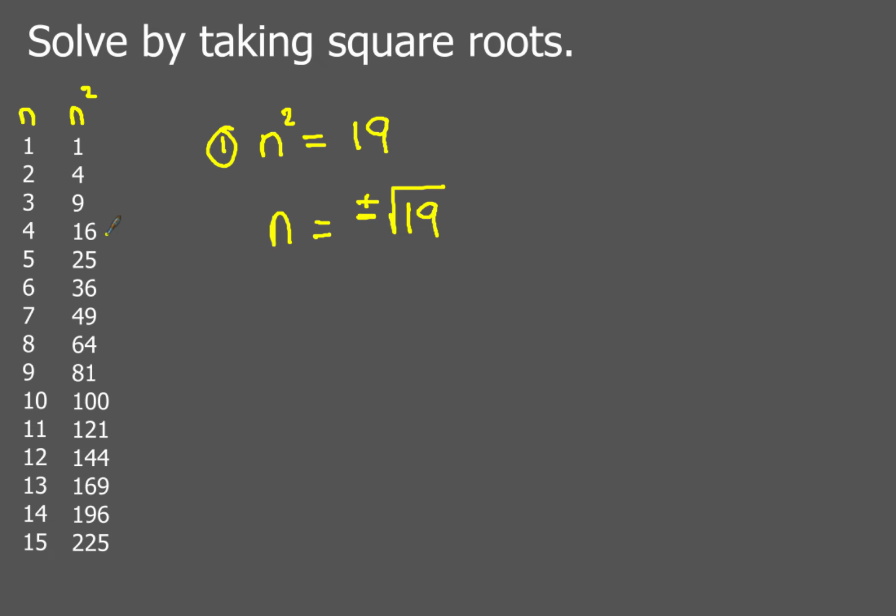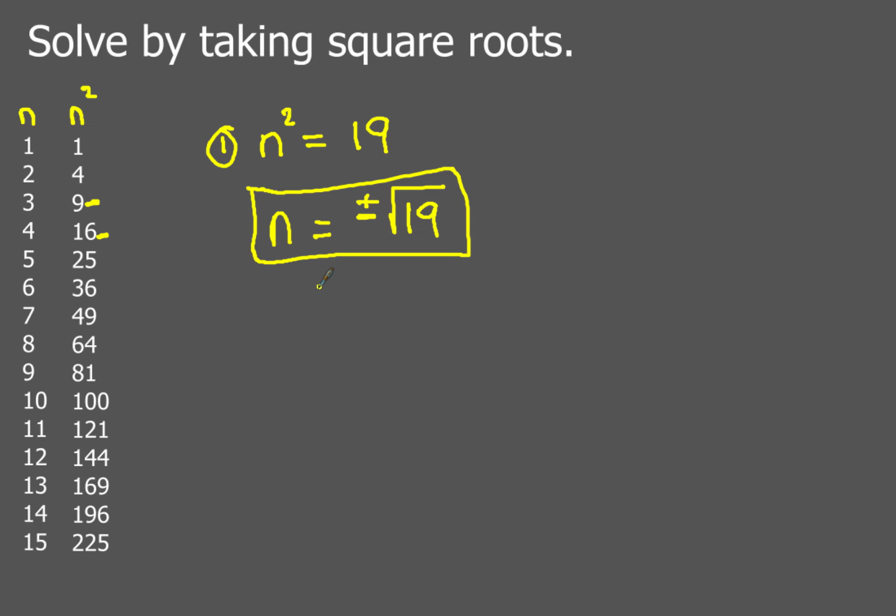Now I look over to the number that's closest to 19 without going over, and that's going to be 16. So does 16 go into 19? No. Does 9 go into 19? No. Does 4 go into 19? No. And of course 1 does, because every number is divisible by 1. So the square root of 19 cannot be simplified anymore, so that's your final answer. N is going to be plus or minus the square root of 19. That's it.